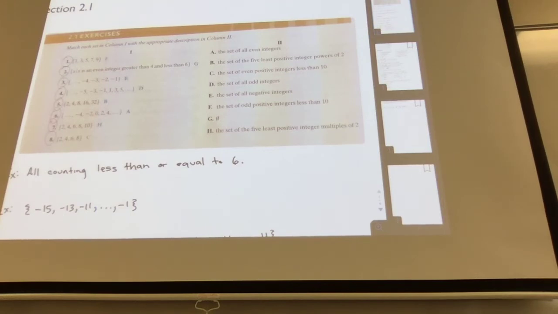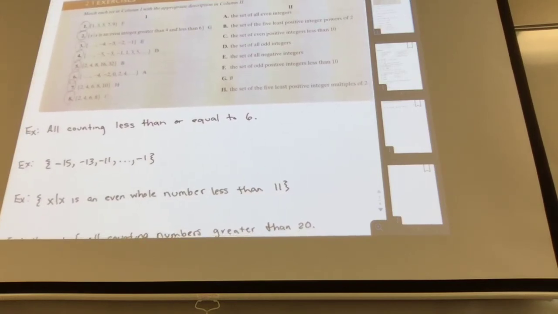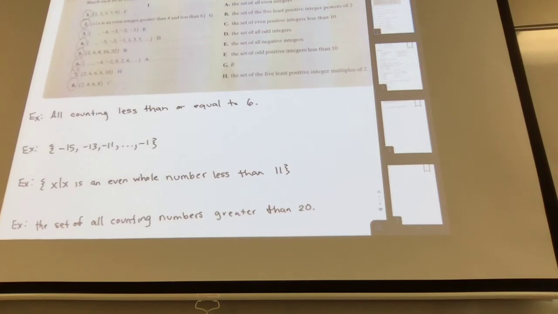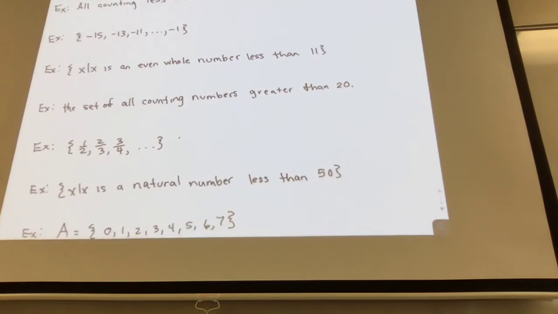So the next is all the counting numbers less than or equal to 6. So your first example that we're going to do together is going to be: list all the counting numbers. So make a set that includes all counting numbers less than or equal to 6. So that means you will include the 6. So we'll have what? 1, 2, 3, 4, 5, and 6.